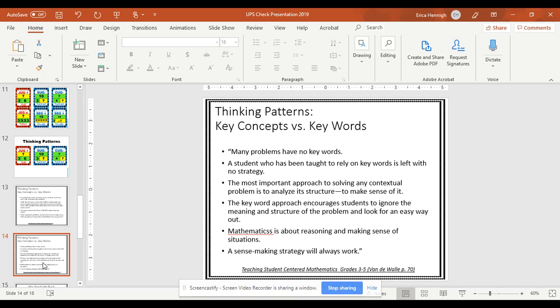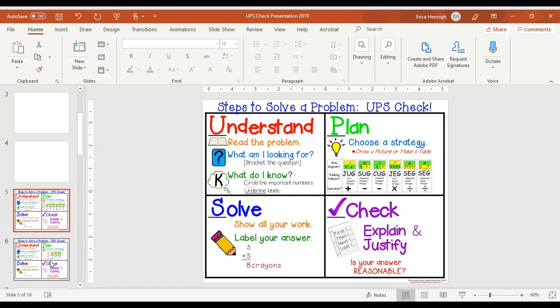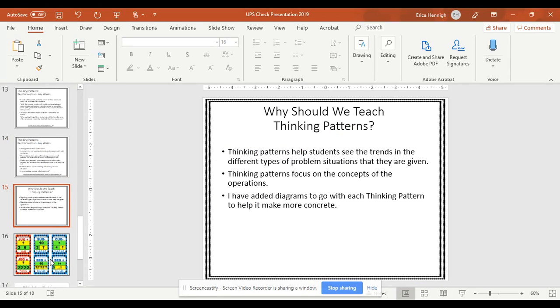Here are some of the reasons that we want to teach the thinking patterns or situations rather than the keywords. It always will work if it's a sense-making strategy. And there's a lot of problems that don't have any keywords. If they rely on keywords, there's times that they're going to have no strategy, because that's what they've relied on so much. It actually encourages them to ignore the meaning and structure of the problem because they're looking for an easy way out. So I hope that clarifies a little bit of that.